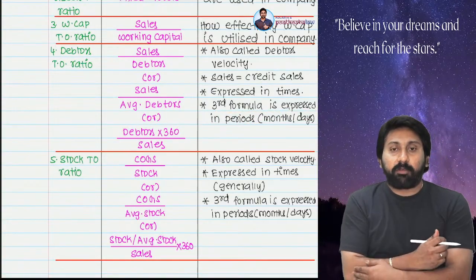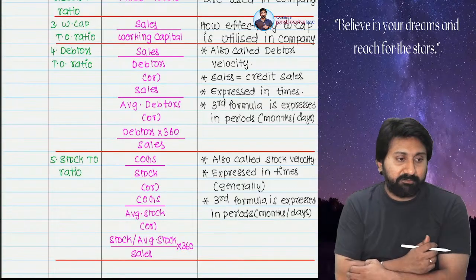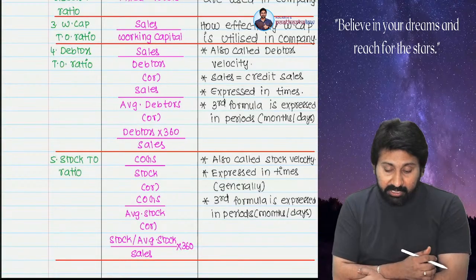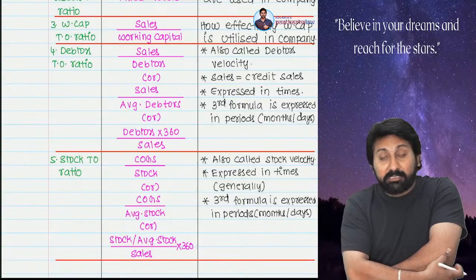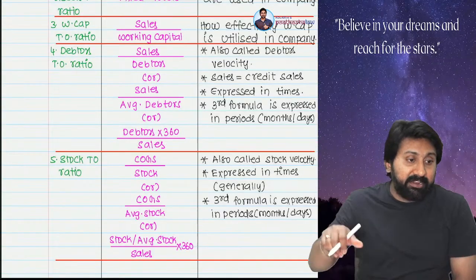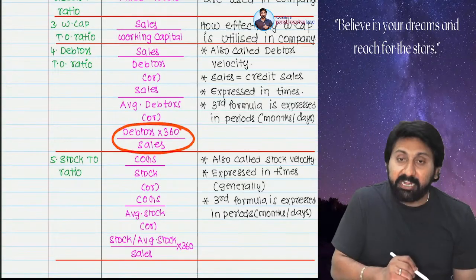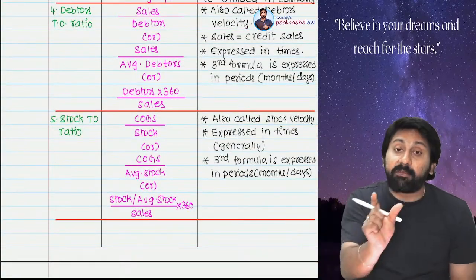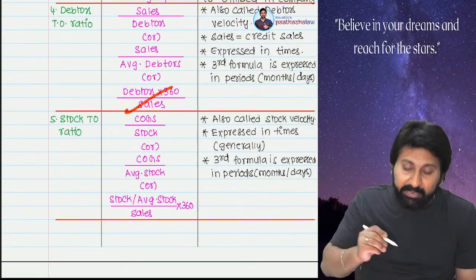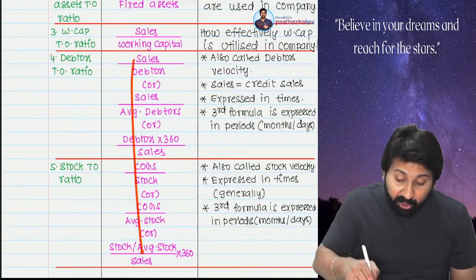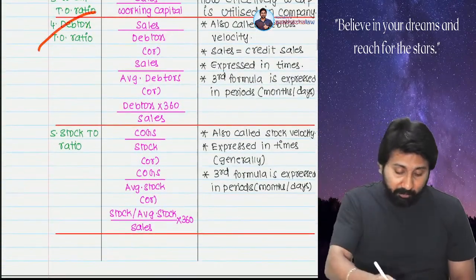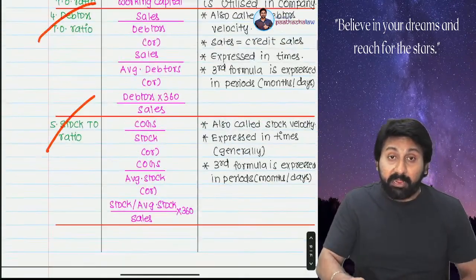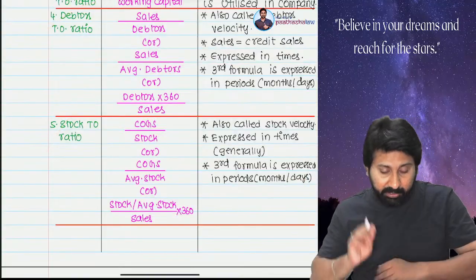Three formulas. Tell me, what is the debtors turnover ratio formula? Sales by debtors, or sales by average debtors, or debtors into 360 divided by sales. This will be expressed in number of days, meaning how many days your money is blocked in debtors. These three formulas are very, very popular. They are extremely popular even in the working capital estimates chapter.